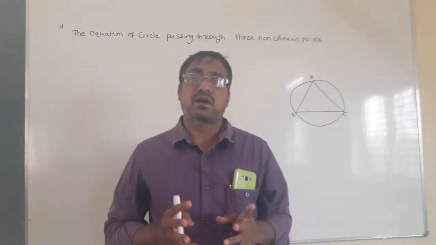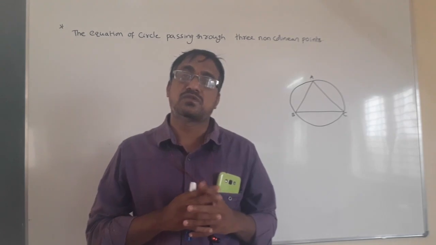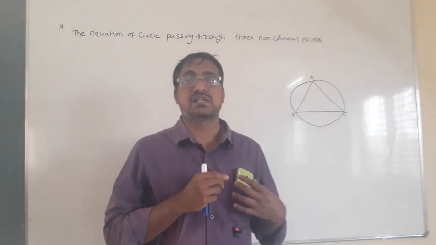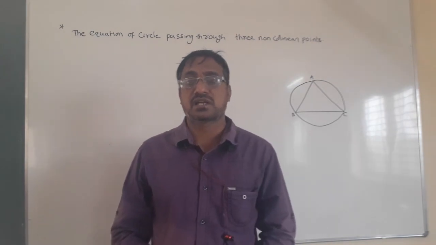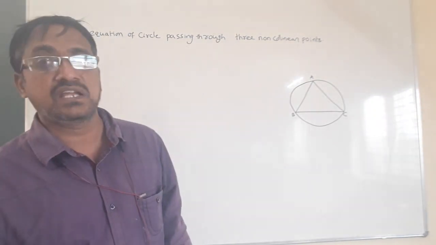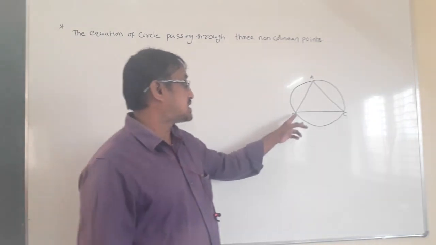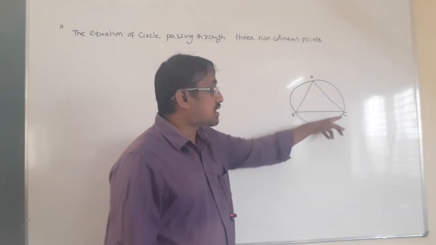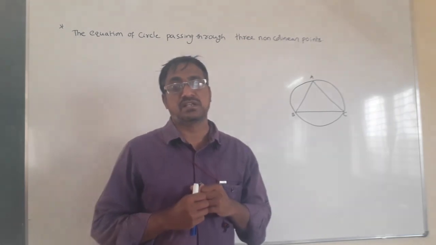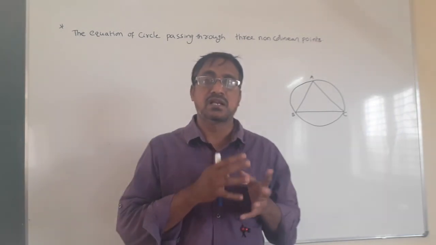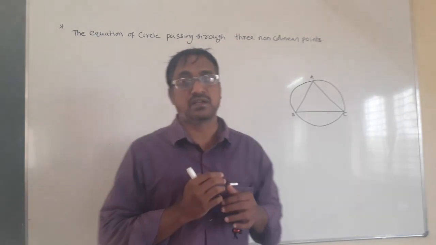Now we need to find a circle passing through those 3 points. Remember that there exists exactly one circle passing through those 3 non-collinear points. That circle is the circumcircle of the triangle ABC. So we are going to find that circumcircle of triangle ABC.